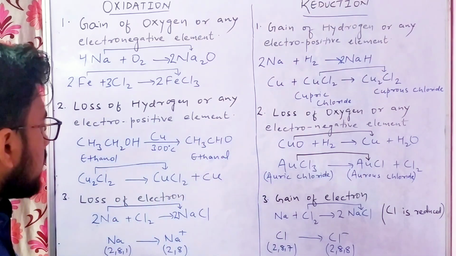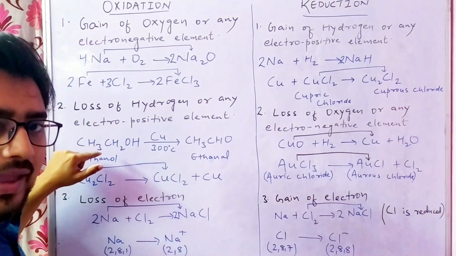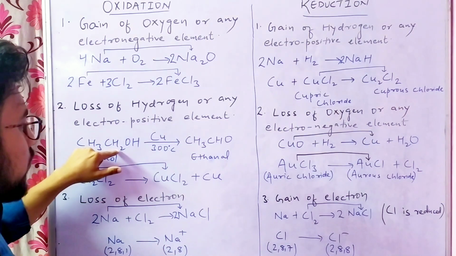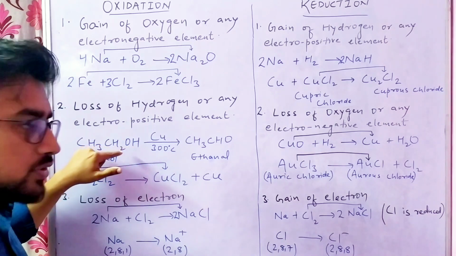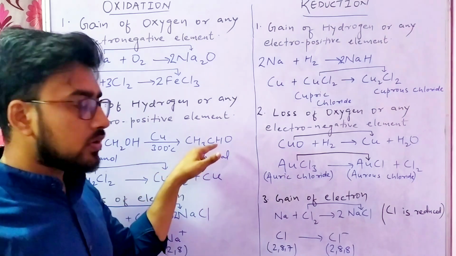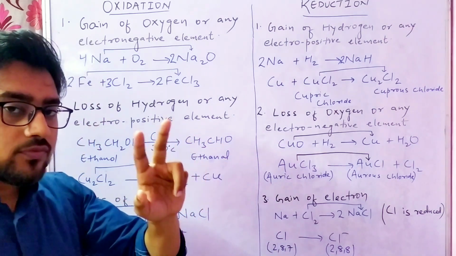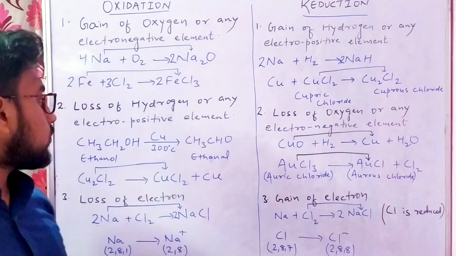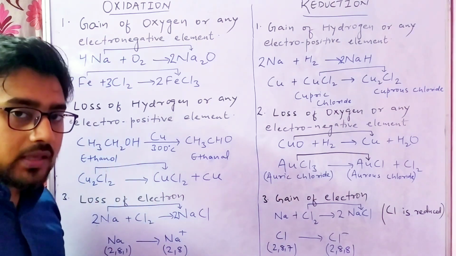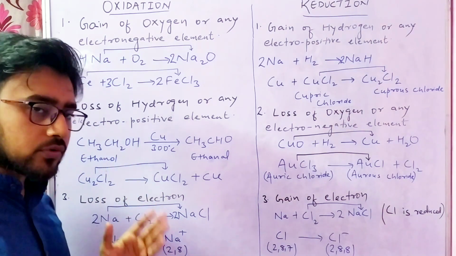So what is going on here? How many hydrogens are there on the reactant side? Let's count: 3 plus 2, 5 plus 1, 6. So 6 hydrogens are there on the reactant side, but on the product side there are only 4 hydrogens. So there is loss of 2 hydrogen atoms, and therefore we can say that ethanol is being oxidized, because of loss of hydrogen.